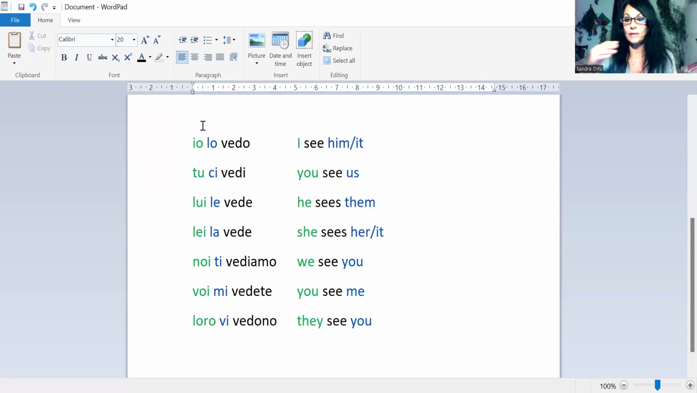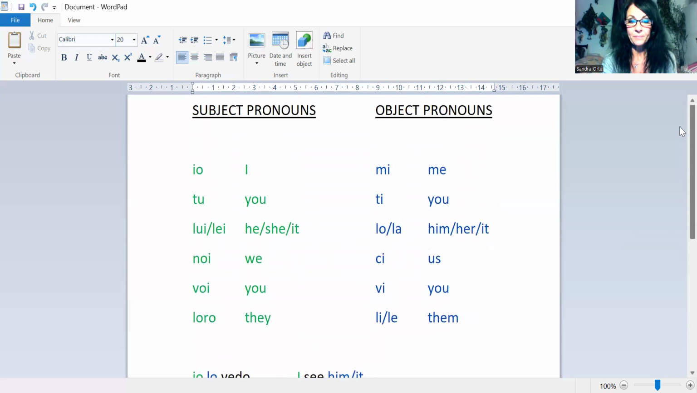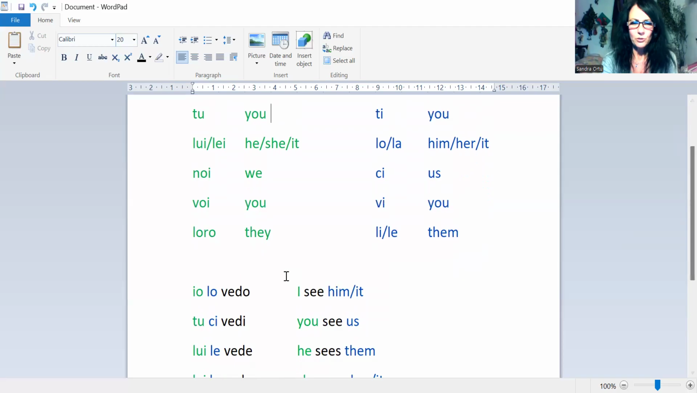Instead, here, io lo vedo, it almost disappears. Tu ci vedi. Again, it almost disappears in the sentence. So I think this is it. I said I wanted to compare these two groups of pronouns, and I said that almost repeating really, just to finish.